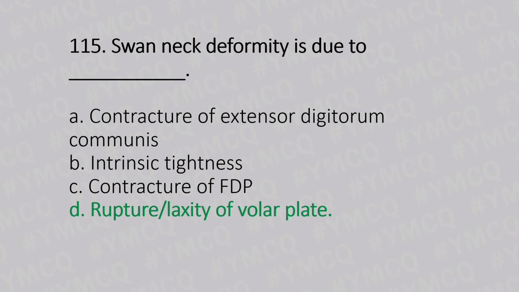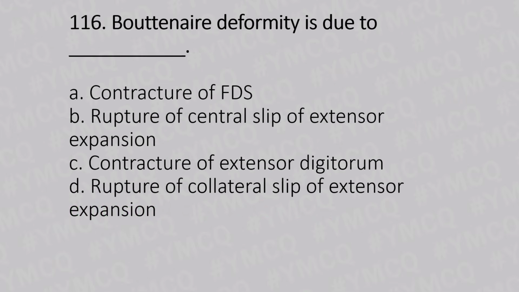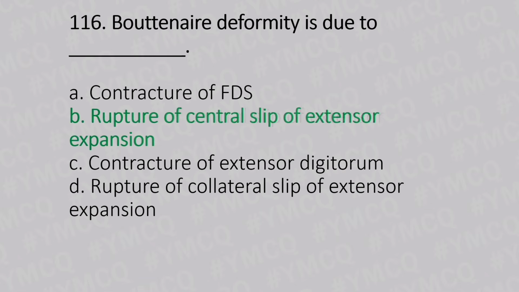Let's move to our question number 116. Boutonniere deformity is due to dash. Option A, contracture of FDS, that's flexor digitorum superficialis. Option B, rupture of central slip of extensor expansion. Option C, contracture of extensor digitorum. Option D, rupture of the collateral slip of extensor expansion. And the answer is option B, rupture of the central slip of extensor expansion.